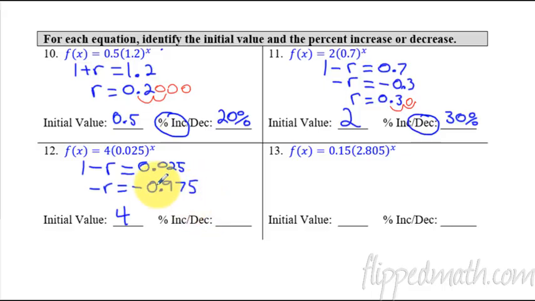Now when I subtract 1 from both sides, I'll have negative r equals negative 0.975. Divide both sides by negative, and the negative disappears. I'm running out of room here, so I'll squeeze it in so I'm not skipping any steps. R equals 0.975. Now I'm going to move this decimal 2 places to go to a percent. So it is a percent decrease. Why is it a decrease? Because the base, the b, is smaller than 1. And then I say 97.5.